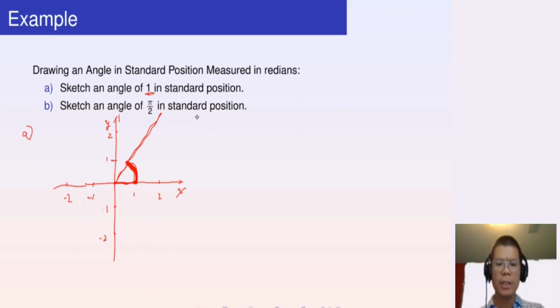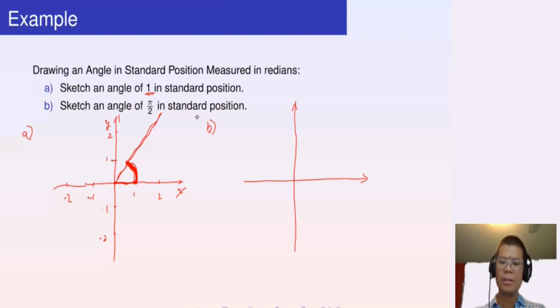Now, similarly for B, can you find the angle of pi/2? If pi is half, then half of that would be vertical. It would be up the positive y, right? Yes, exactly. I like that, Nick. Nick, can you repeat what you said? It would be vertical because pi is 180, so half of that would be 90, and vertical would be a quarter of a circle.